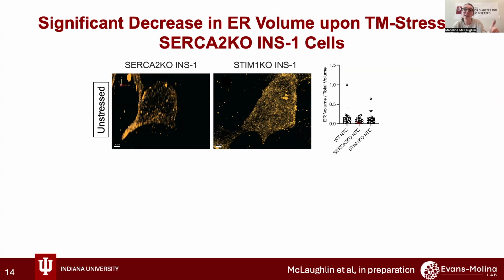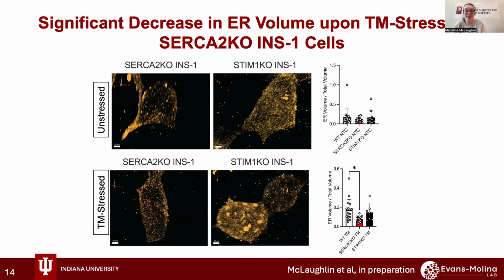cells. Looking at the untreated group, there were no significant changes in the volume between the genotypes. However, when we stressed the cells, there was a significant decrease in ER volume in the SERCA2 knockout INS1 cells. We hypothesized this may be due to the cell being under an increased amount of stress and therefore activating mechanisms to reduce the protein load by decreasing protein synthesis, degrading misfolded proteins through ER-associated degradation, increasing the export of misfolded proteins through ER-phagy, and sometimes, even perhaps here, reducing ER membrane size, leading to an overall decrease in ER volume.